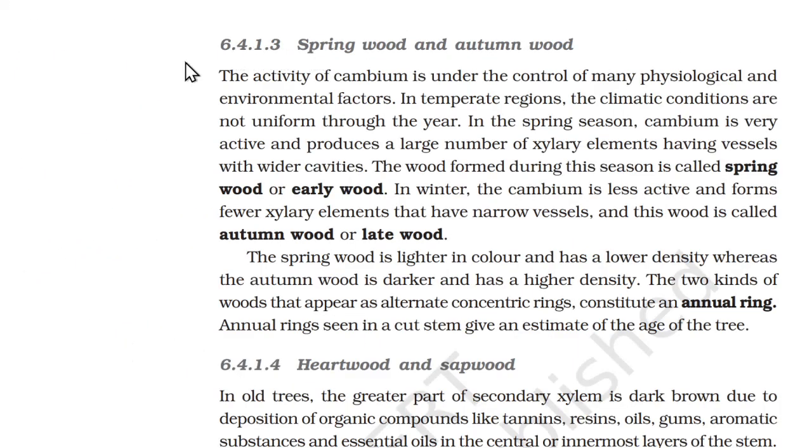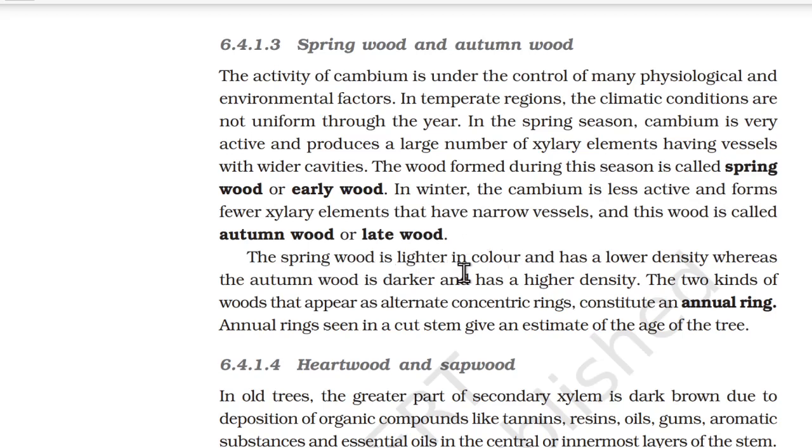6.4.1.3 Springwood and autumn wood. The activity of cambium is under control of many physiological and environmental factors. In temperate regions, the climatic conditions are not uniform through the year. In the spring season, cambium is very active and produces a large number of xylem elements having vessels with wider cavities. The wood formed during this season is called spring wood or early wood. In winter, the cambium is less active and forms fewer xylem elements that have narrow vessels, and this wood is called autumn wood or late wood.